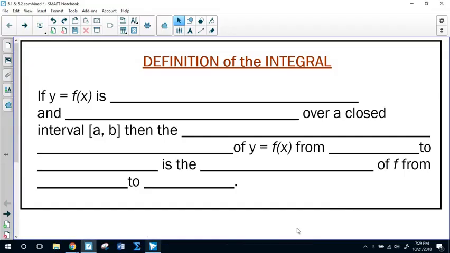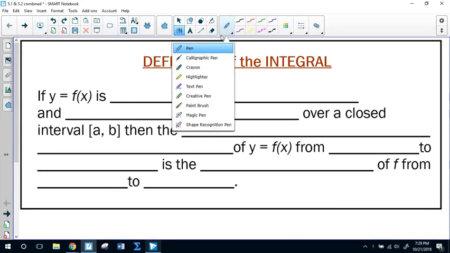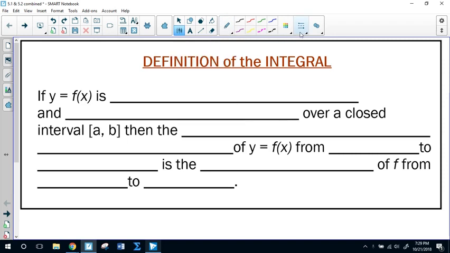Hi, everyone. Today we are focusing on a combined section 5.1 and 5.2. 5.2 is about definite integrals, and 5.1, we're going to hit some stuff that is about the limit definition of the integral. So we're going to start off with a definition here.